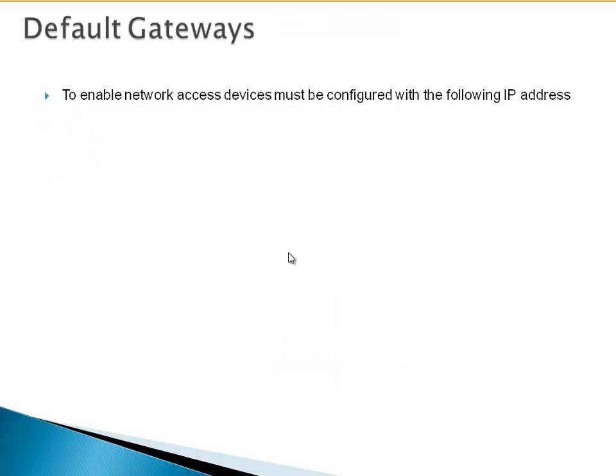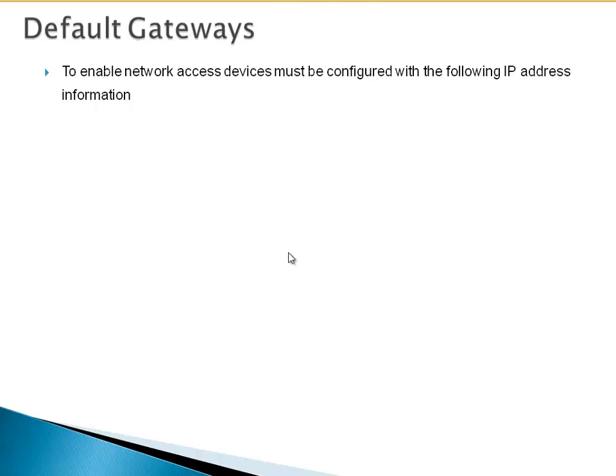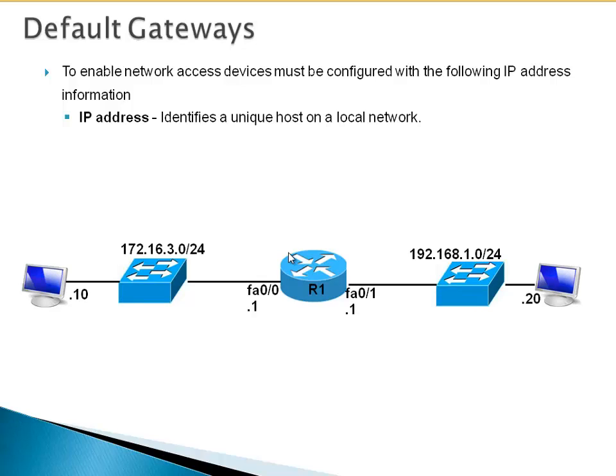Default gateway. To enable network access, devices must be configured with the following IP address information. So any device on the network, to be able to access the network, needs to have the following information. The IP address, which identifies a unique host on a local network. For example, let's take the PC on the left here.